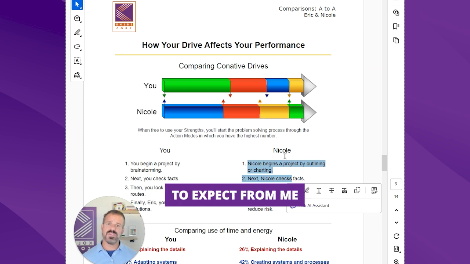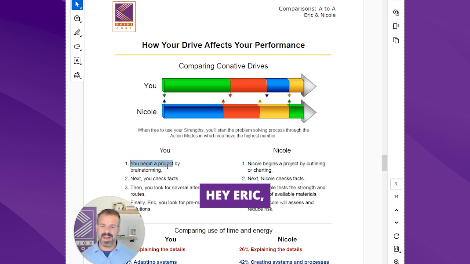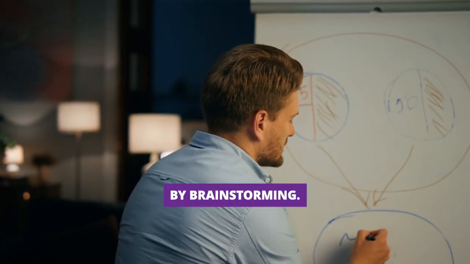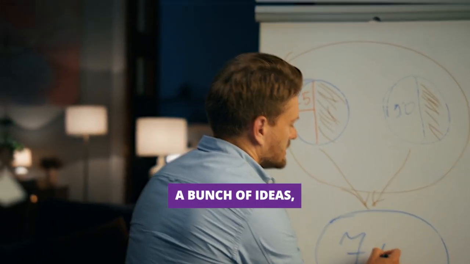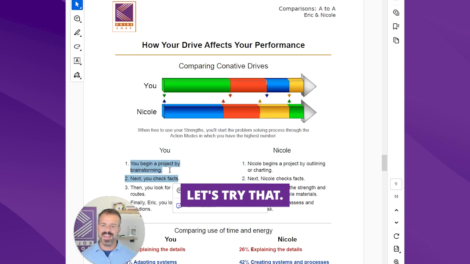Conversely, she now knows what to expect from me when she walks down to my office. If she says, hey, Eric, I need your help with this, I'm going to start by brainstorming. I'm going to throw out a bunch of ideas. Let's try this. Let's try that. And then I'm going to dig in and start to check some of the facts.